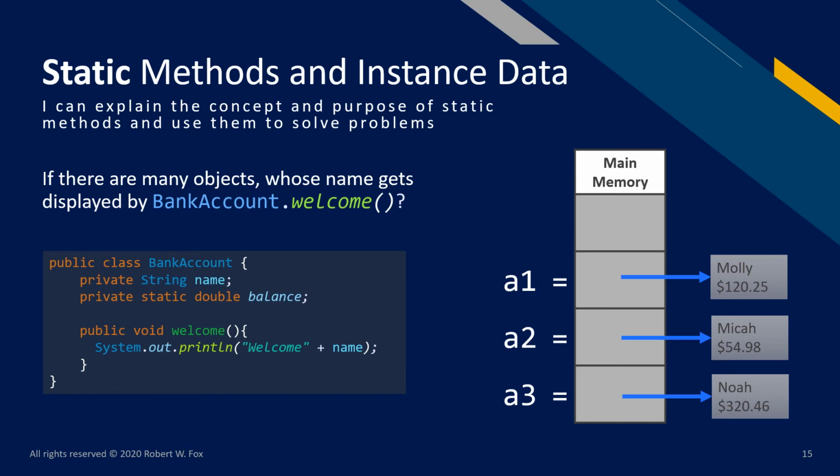Now, if I said A1.welcome, I suspect it would say welcome Molly. And if I said A2.welcome, maybe Micah, welcome Micah. And A3.welcome would say welcome Noah. But I don't have to call the method that way. I can just say bankaccount.welcome. So whose name would it display?